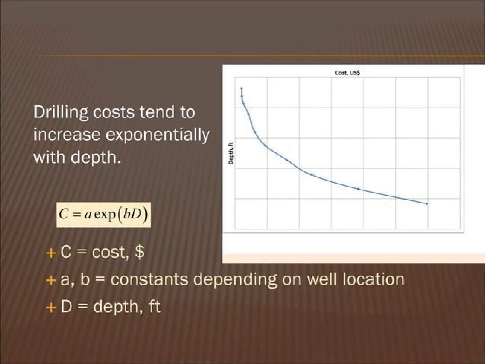Drilling costs increase exponentially as the depth of the well increases, and can be calculated using the formula C = Ae^(BD). Here, C stands for cost in dollars, A and B are constants dependent on the well location and D is the depth in feet. This formula can prove useful for making sensible economic decisions regarding a well.